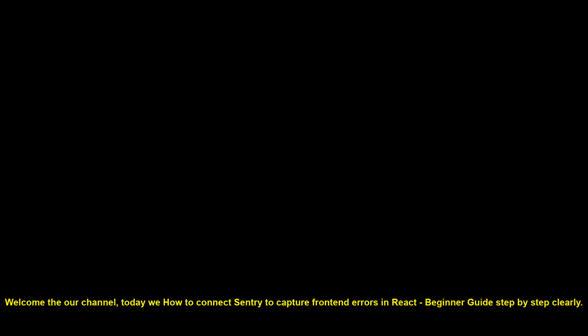To connect Sentry and capture front-end errors in React, start by creating a Sentry account. Once you're logged into Sentry, create a new project. Select JavaScript as the platform. Now, choose React from the list of options. Sentry will provide you with a DSN, which you'll need later.